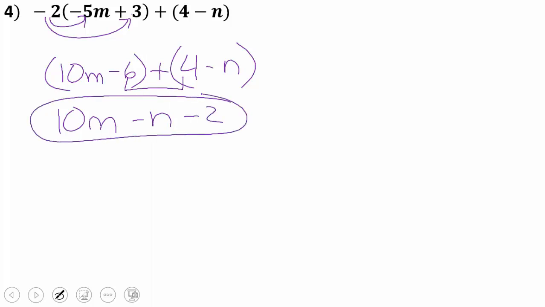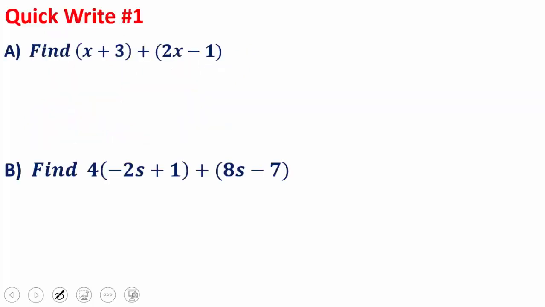Yes, you can have an expression that has more than one variable in it, and so you're just combining like terms. And m and n are not like terms. Pretty straightforward. That's the end of this first video.